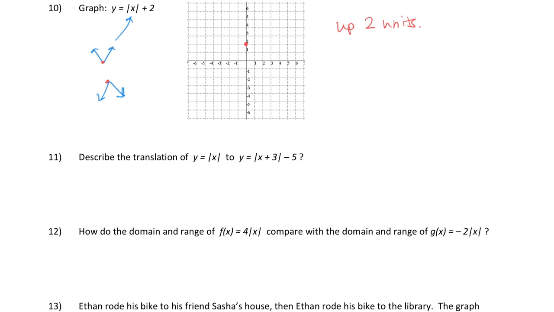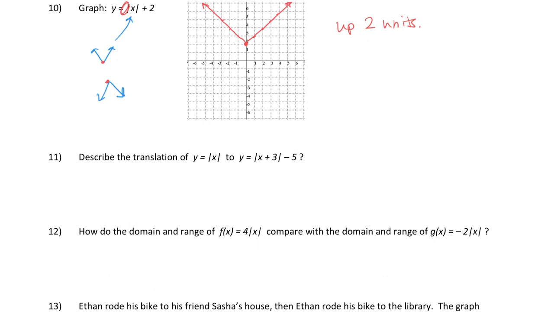And now our A value, the A value is the number in front of the absolute value bars. There's nothing there, so that's like a 1. So I'm going to use a slope of 1. So from my vertex, I'm going to go up 1, to the right 1. And then I have to get the left side of the V, so I'm going to go up 1 to the left 1. Your absolute value graphs are symmetrical, so the left side should mirror the right side. So there's the absolute value of x, and then that plus 2 just shifted the entire graph up 2 units.